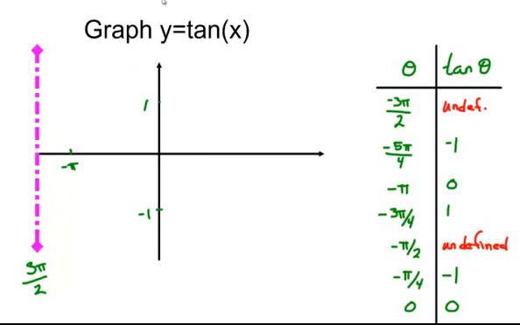So negative 5 pi over 4, I'm down here somewhere. At negative pi, I'm here. And then at negative 3 pi over 4, we're going to be up here at 1. What is then going to happen here at negative pi over 2? At negative pi over 2, we're going to get another asymptote. Okay, at then negative pi over 4, we're here at negative 1.